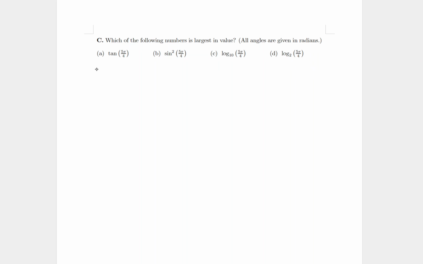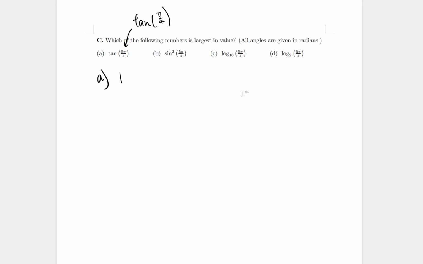So tangent 5 pi over 4, we could actually get an exact value for that. We know that's 1, because this one is actually the same as tan pi over 4. Tan has a period of pi, so you can subtract pi or add pi, and it doesn't change the value. And tan pi over 4 is tan 45 degrees, which is 1. Okay, cool. Now the next one.